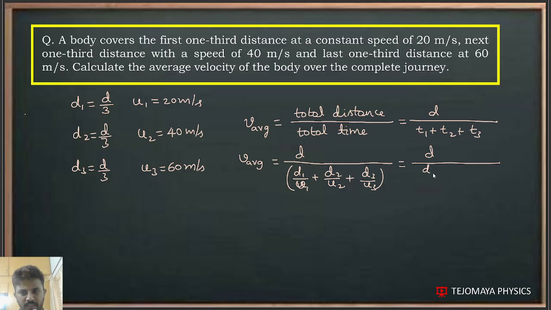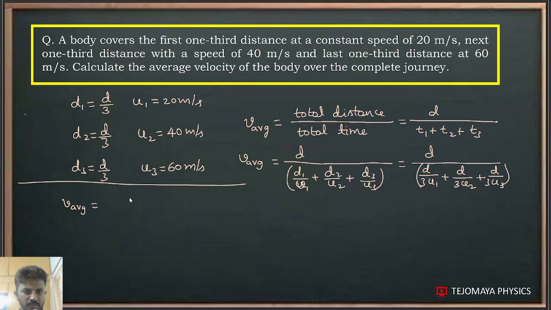I can substitute that here: d by 3 u1 plus d by 3 u2 plus d by 3 u3. So if I take d by 3 common, the d's get cancelled. So V average will become d divided by 3 into 1 divided by u1. What is the u1 value? 20. Plus 1 divided by u2, which is 40, plus 1 divided by u3, which is 60.